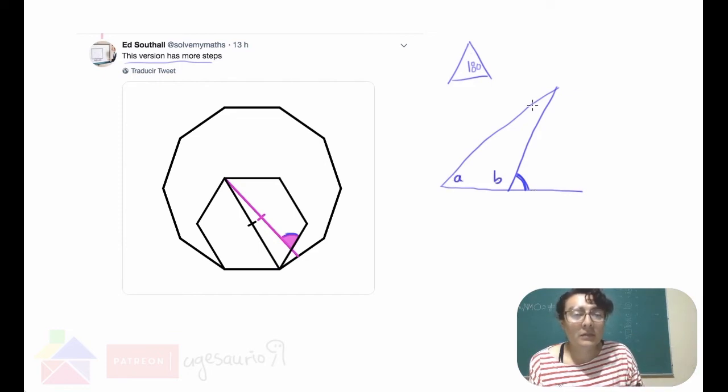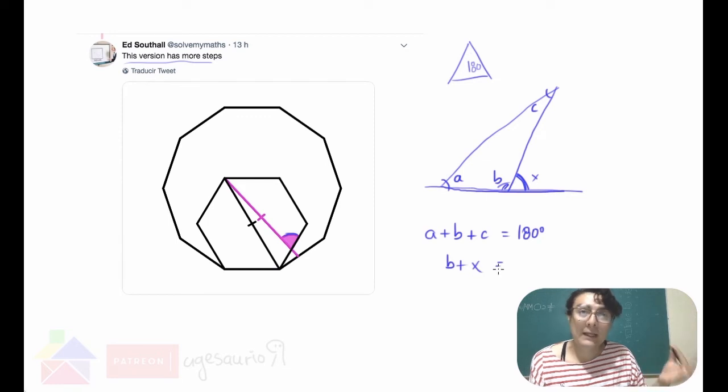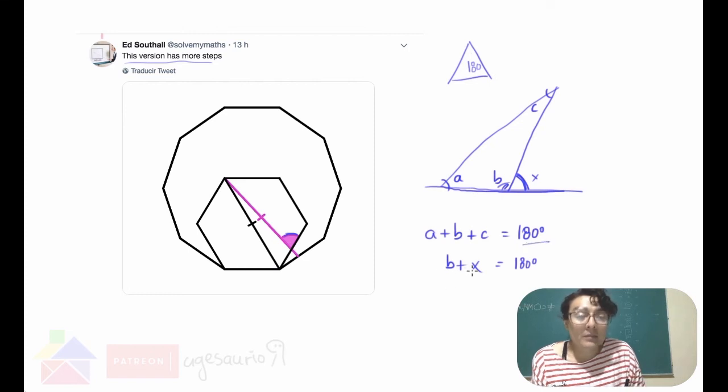So we're going to call A, B, C the measurements of the angles of the triangle, and we know that A plus B plus C equals 180 degrees, right? But since B and this little angle right here, X, are on the same line, they add up to 180. A plus B plus C is 180, but B plus X is 180. So this means that A plus C is the same as X, right?